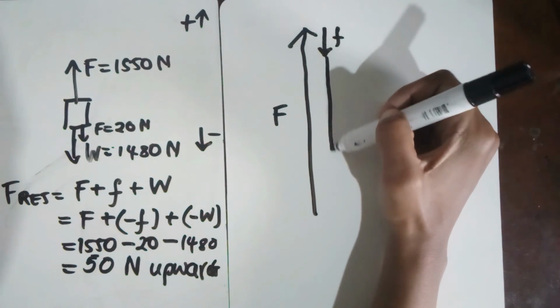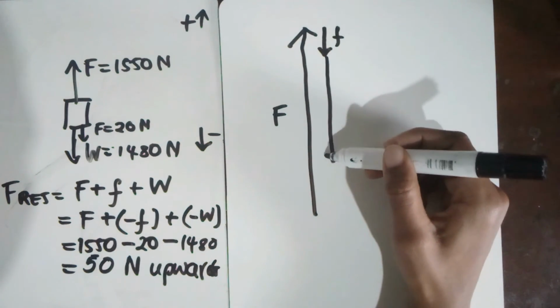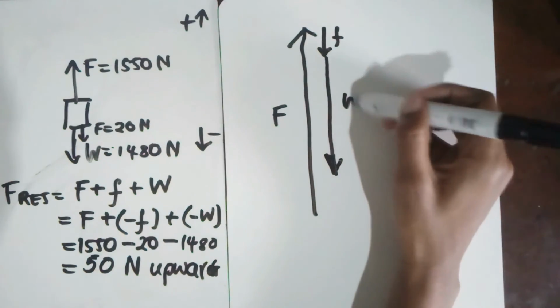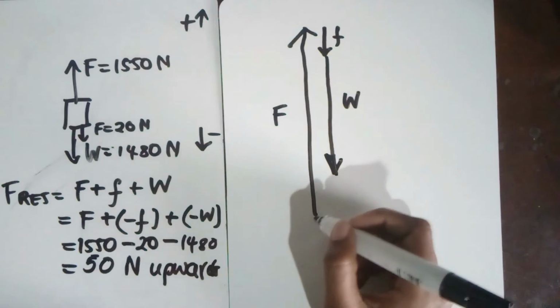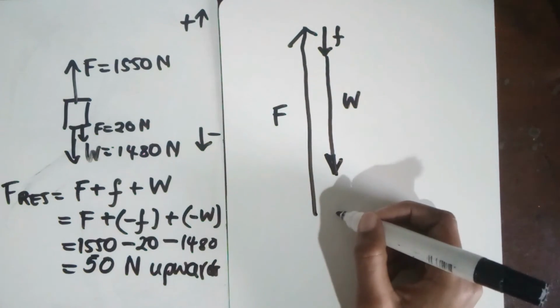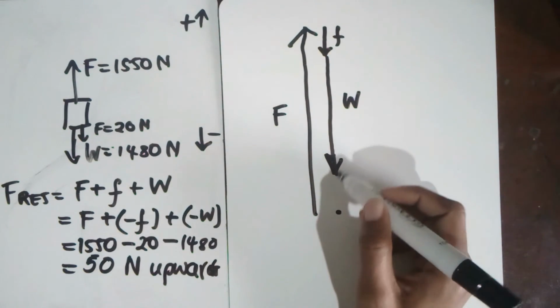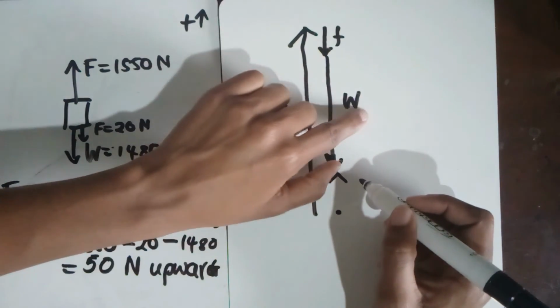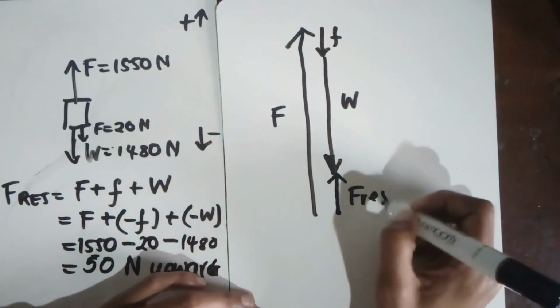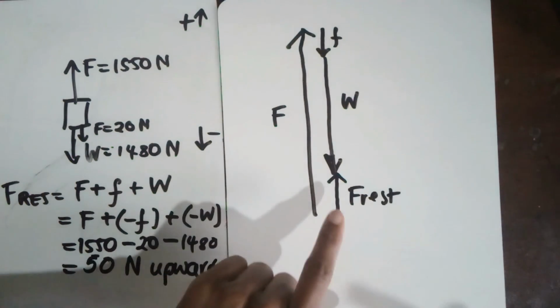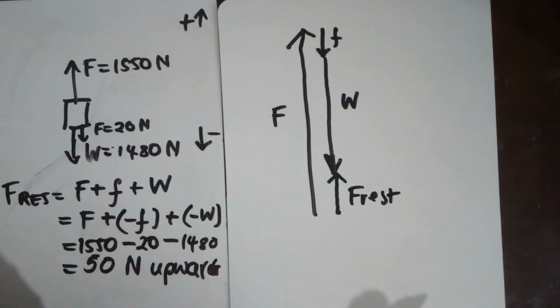So draw again, perhaps, and this will be your weight. To draw the resultant, the tail of the resultant has to be at the tail of the first vector, and the head has to be at the head of the last vector. Our last vector was the weight. So your resultant would look something like this. Resultant. This is how you would normally represent that situation.